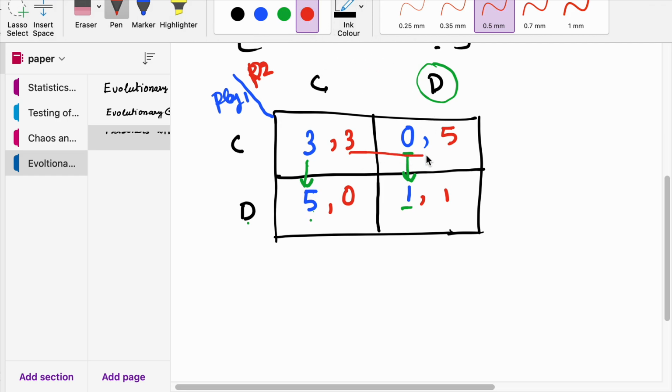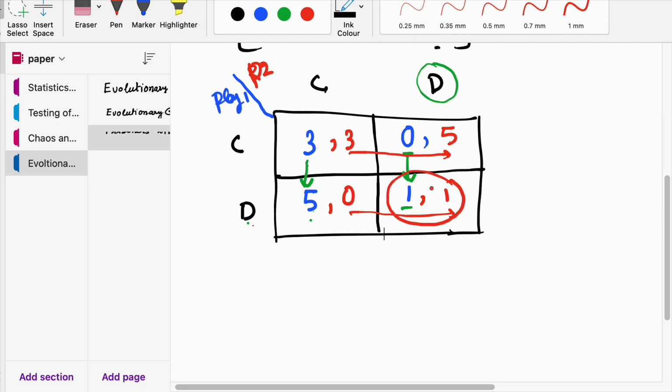So player 2 also thinks that I should defect when player 1 cooperates, and player 2 should also defect while player 1 is defecting. So that way they will lock in this defection strategy.